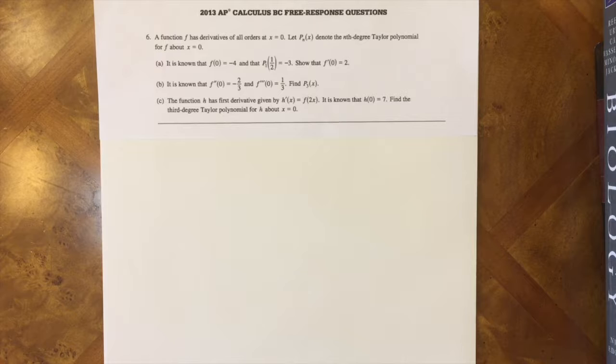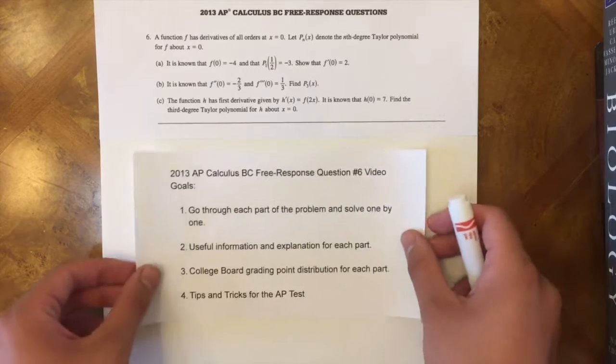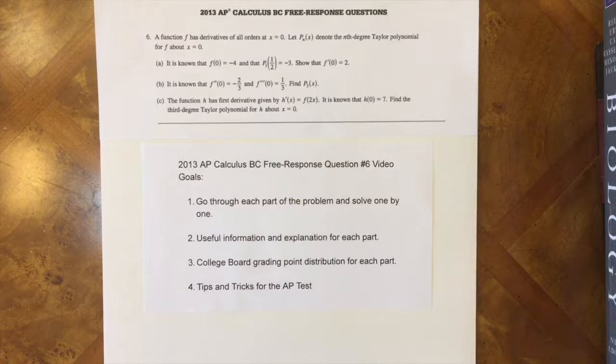Okay, so we're going to go over 2013 AP Calculus BC free response question number 6. It has 3 parts, A, B, and C. And so here are some of the things we're going to do in this video. We're going to, 1, go through each part of the problem and solve one by one for each part.